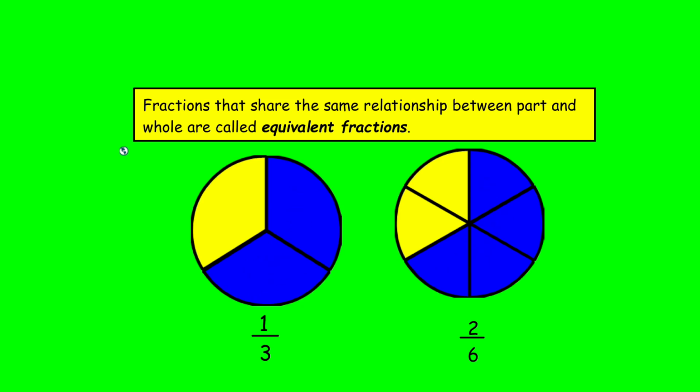So in this particular situation, this circle is divided into three parts. 1/3 is shaded yellow, and this one is divided into 6 parts, and 2/6 are shaded yellow. But you can see here that it's the exact same size, right? Just divided into different parts. That's what equivalent fractions are.